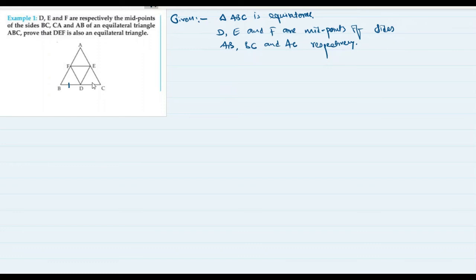So we can say that BD is equal to CD is equal to CE is equal to AE is equal to AF is equal to EB. Since all sides are equal, their halves are also equal. What we have to prove? Prove that DEF is also an equilateral triangle. To prove: triangle DEF is also equilateral. Okay, proof. This is very easy, no construction, nothing.